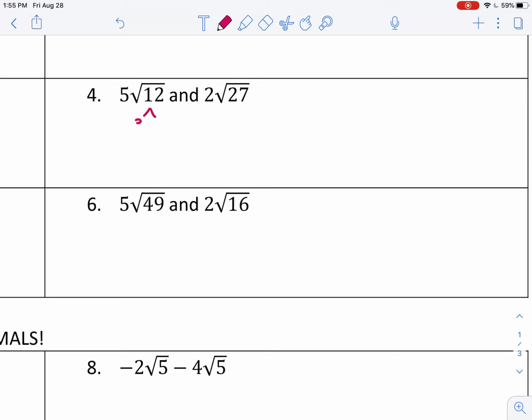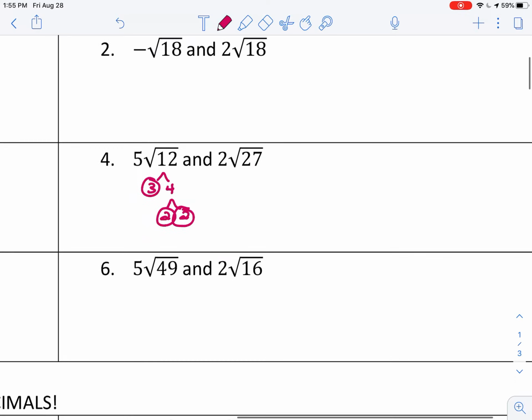I'm going to break apart that 12. I'm choosing to use 3 and 4. You could have used 2 and 6. And then I'm going to rewrite it. Now, I did not leave a ton of space for doing this work, but luckily I'm not going to do all these examples. So I'm going to write in number 2 space.